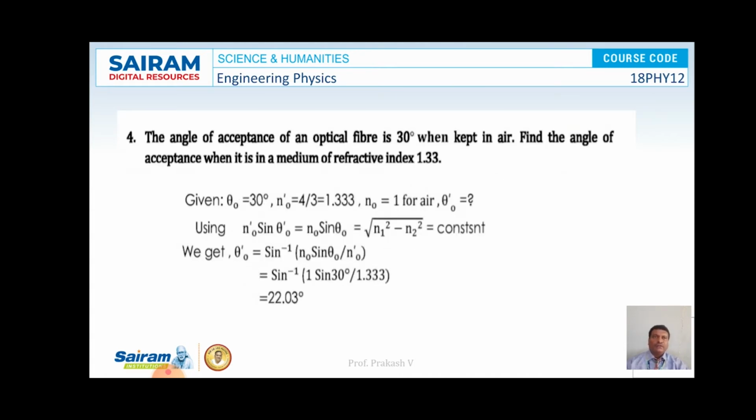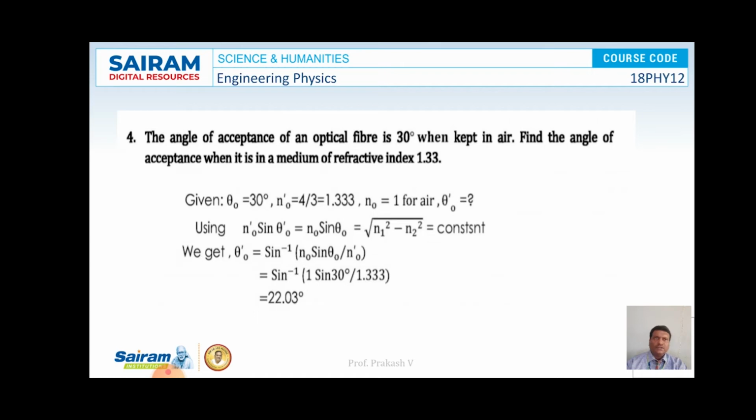The angle of acceptance of an optical fiber is 30 degrees when kept in air. Find the angle of acceptance when it is in a medium of refractive index 1.33. So here theta naught value is 30 degrees and the refractive index of surrounding media is 1.33, and N naught is equal to 1 for air.